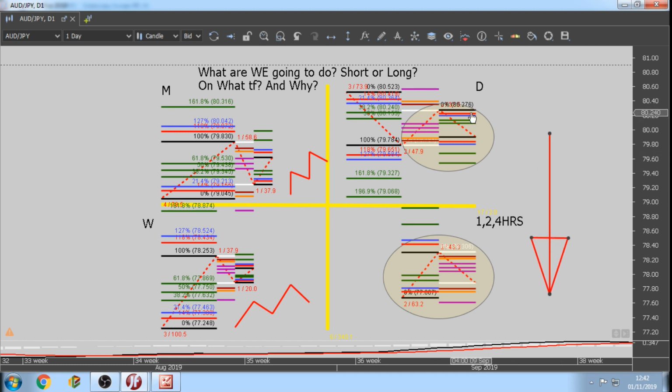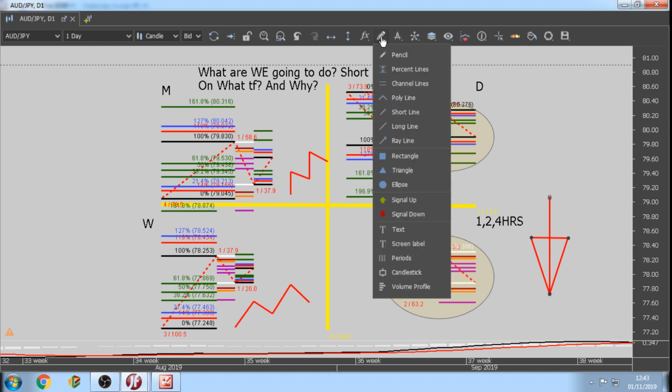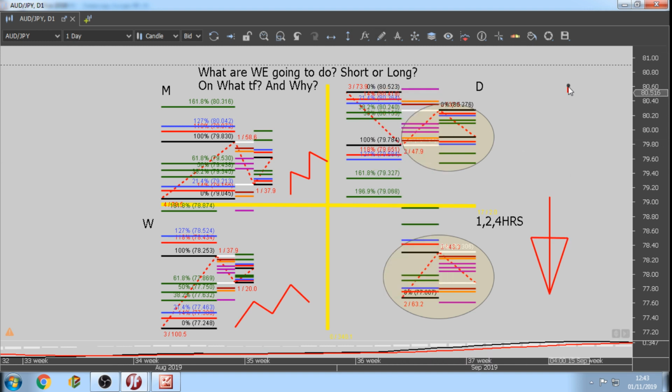Now let's address the daily and the weekly. So on the daily, remember the 1 to 4 hour charts are the least important. So on the daily we are down, right? Because we have the original Fibonacci pointing down, we have a confirmed C, and we have a down Fibonacci of the confirmation. So it's down, it's down, it's down.